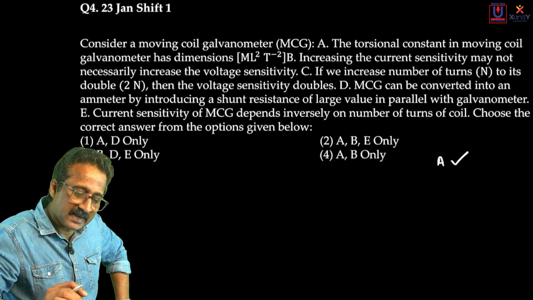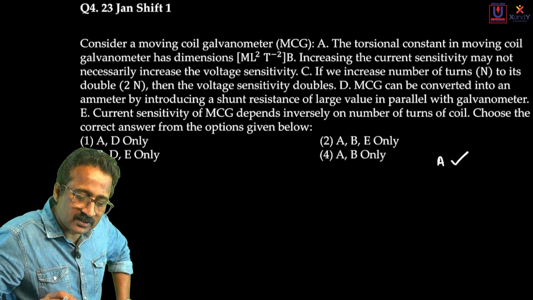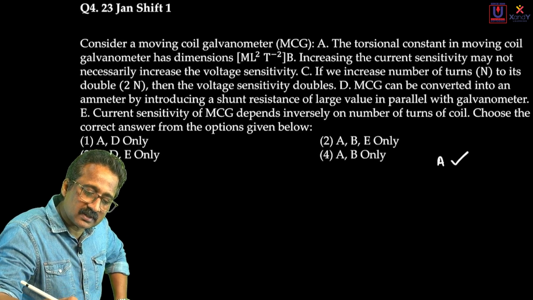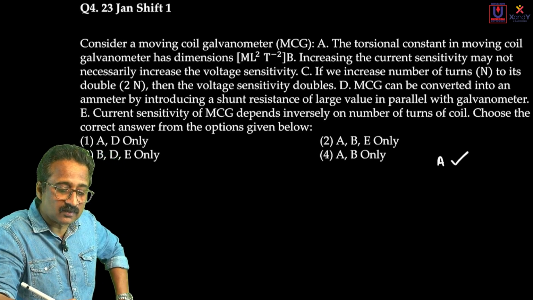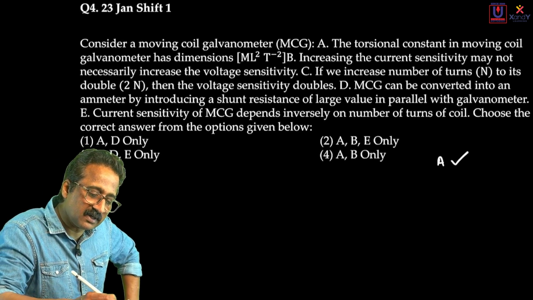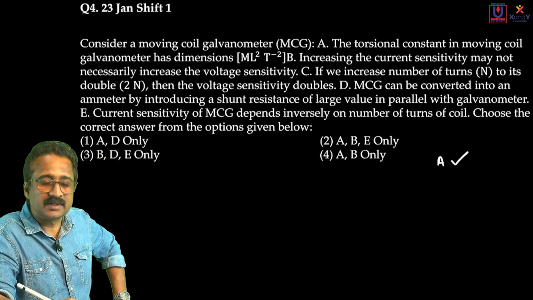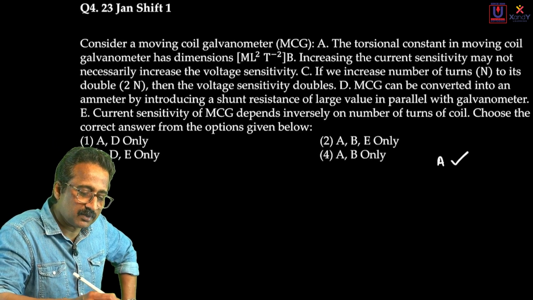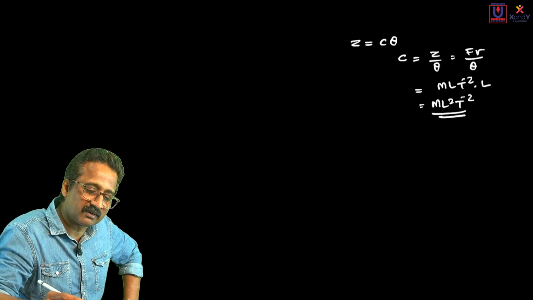Okay. Next one. Increasing the current sensitivity of a galvanometer may not necessarily increase the voltage sensitivity. Increasing the current sensitivity will not lead to increasing voltage sensitivity. That's a fact actually, because when you think about current sensitivity of a galvanometer, you'll realize it.